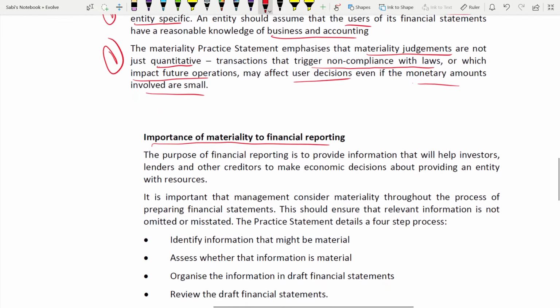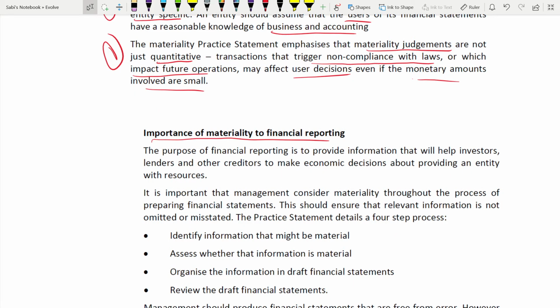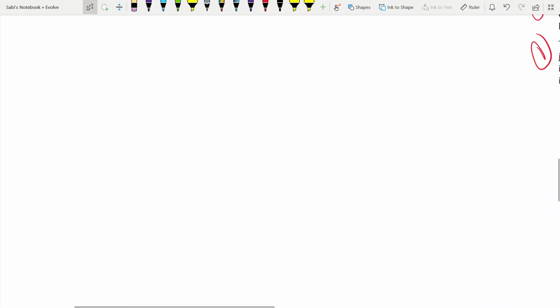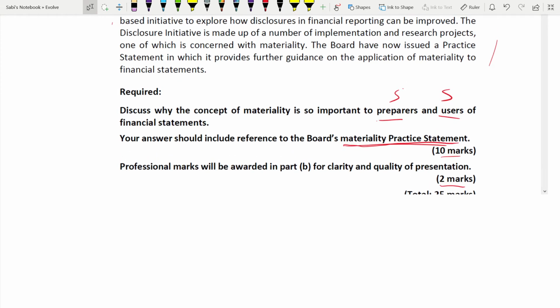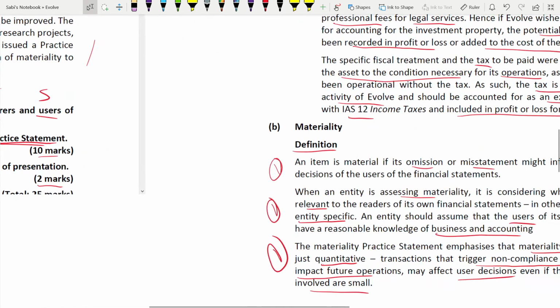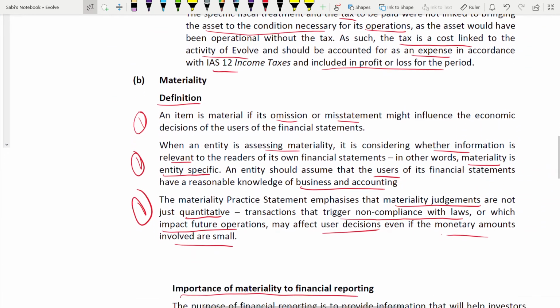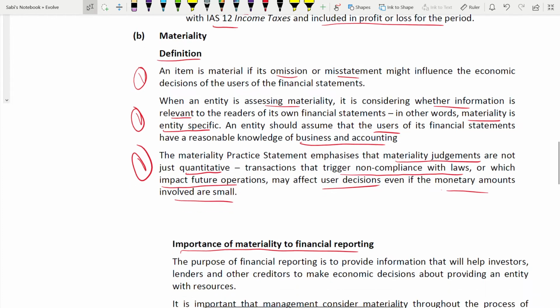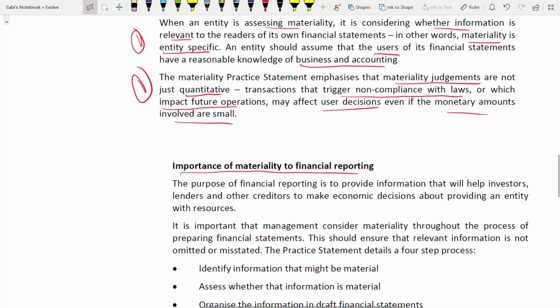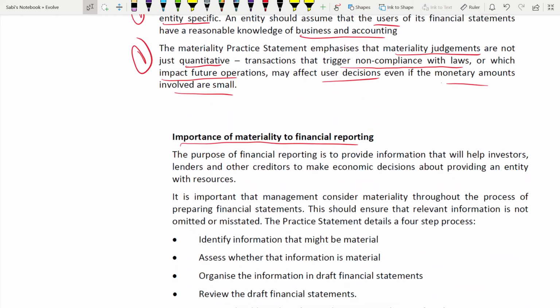Now we are moving to the importance of materiality to financial reporting. Okay, again we'll read the requirement for better understanding. Why is materiality so important to the preparers and the users? We just told some definitions of materiality: first, the definition, omission or misstatement that affects users is material; second, entity specific; third, not only quantitative. Now we are moving to the importance. Okay, so out of 10, 3 marks are gone, now 7 marks.